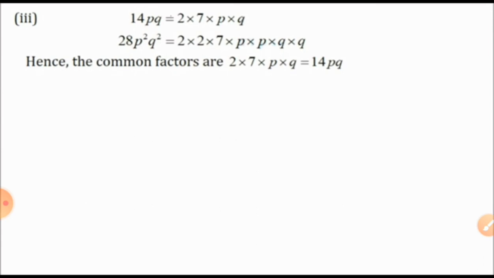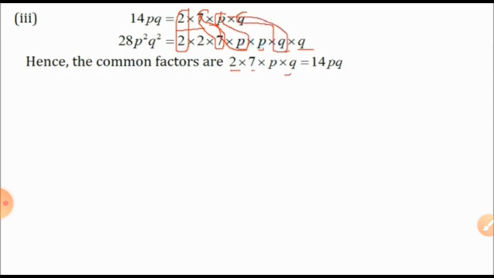Now look at the third one. 14pq is equal to 2 into 7 into p into q. Let's take 28p square q square. 28 is nothing but 2 into 2 into 7. 4 sevens are 28, but 4 is a composite number, so we should make it prime: 2 twos are 4. And p square means p into p, q square means q into q. Now check out the common ones. Which are the common ones? 2 into 7 into p into q.